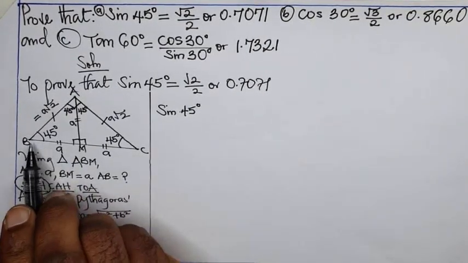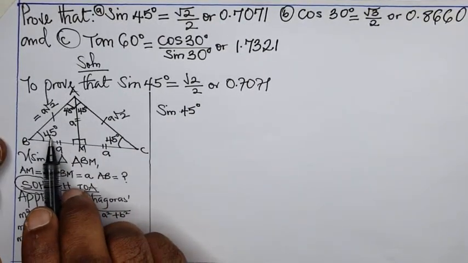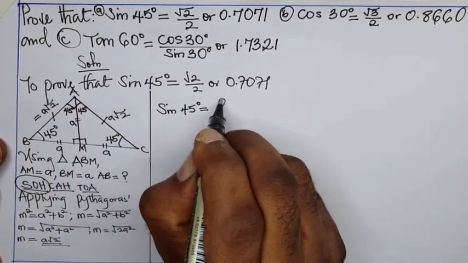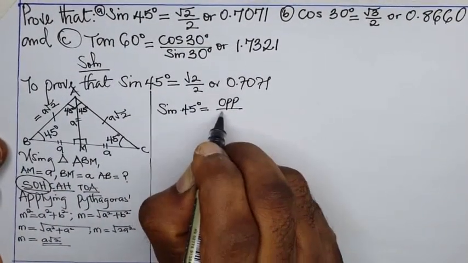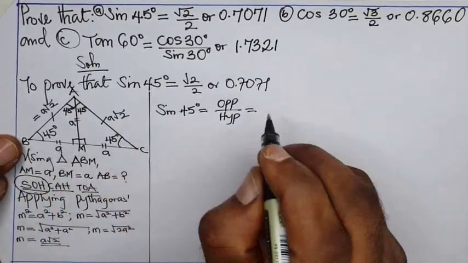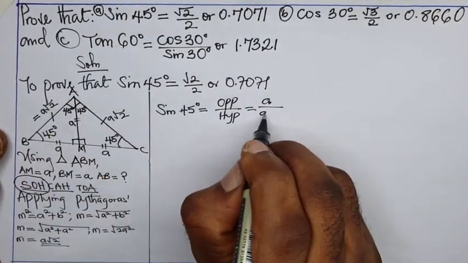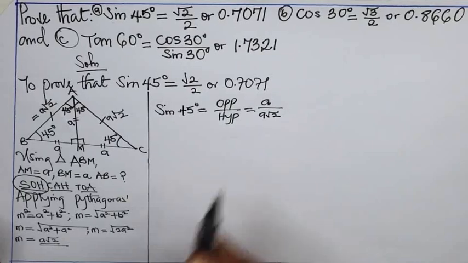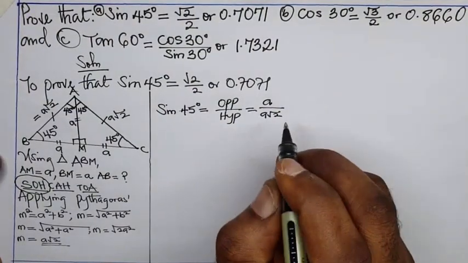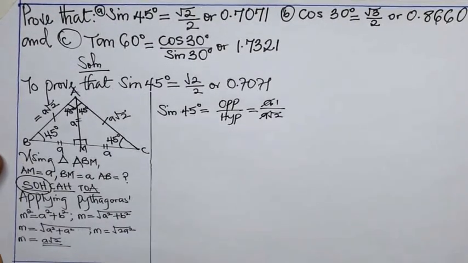So sine 45 in triangle ABM, sine 45 is equal to opposite all over hypotenuse. The opposite angle to 45 here is A, and the hypotenuse, which we just found now, is a root 2. So let's simplify this. That is going to help us find our answer. Simplifying this means we're dividing both the numerator and the denominator by a. So at the numerator we have 1.